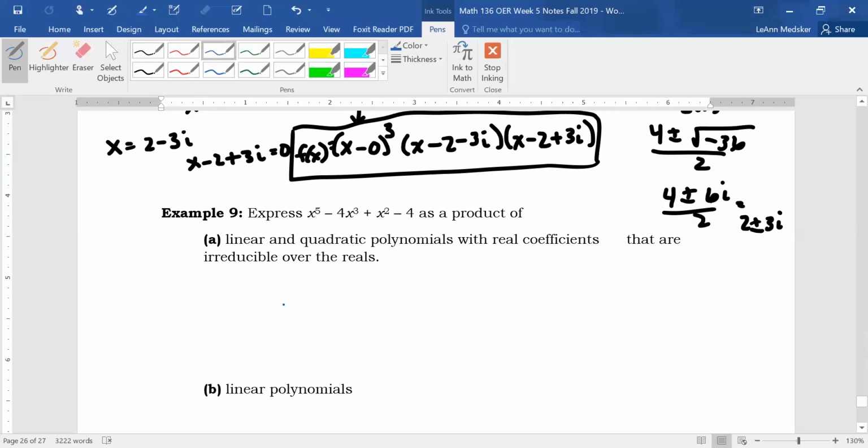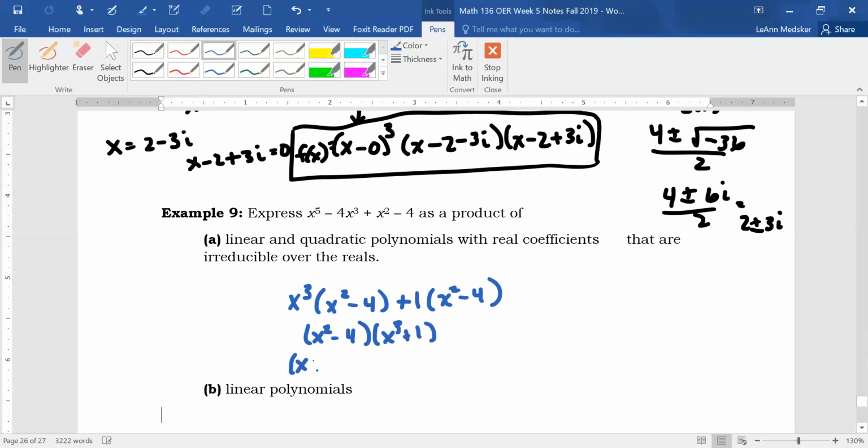We'll pull out, looks like 4 terms, so we're going to do GCF. So x to the third out of the first pair. That leaves me with x squared minus 4. Positive 1 out of the second pair. That also leaves me with x squared minus 4. We have a match of x squared minus 4 and x cubed plus 1 is the leftovers. That gives me an x plus 2, x minus 2.